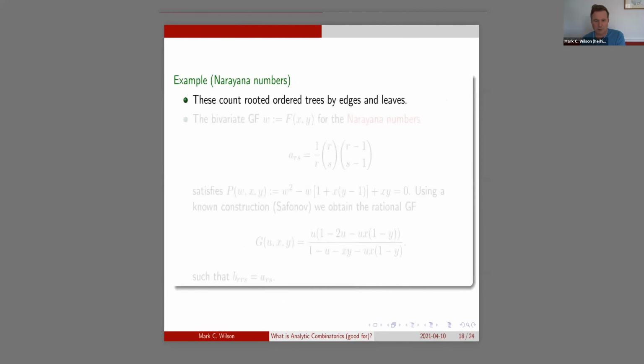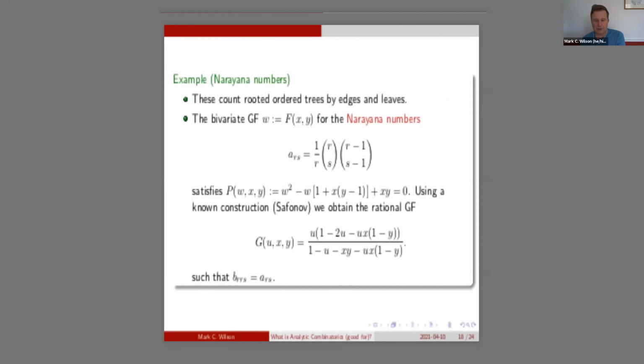I'll give you one more example. The Narayana numbers count rooted ordered trees by edges and leaves. But the nice, interesting thing about them is that they're not a rational function, it's an algebraic function. But there's a really cool procedure, which is not as well known as it should be, but Safonov and various other people have used it as well, which enables you to lift it. So basically the coefficient you want, which is this a_{rs}, you can write as not quite a diagonal, but kind of a generalized diagonal of a bigger, higher dimensional function, which is rational.